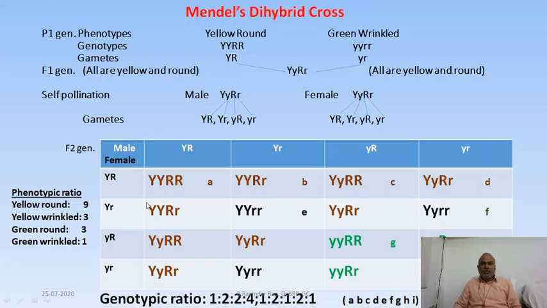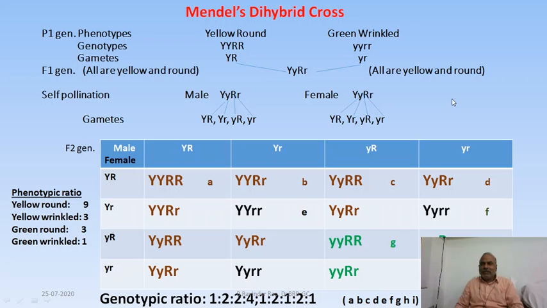Friends, you see it carefully. 1 is 2, B, 2 is 2, C, 2, D, 4, E, 1, F, 2, G, 1, H, 2, I, 1. So 1 is to 2 is to 2 is to 4 is to 1 is to 2 is to 1 is to 2 is to 1. So this is the genotypic ratio and this is the phenotypic ratio.